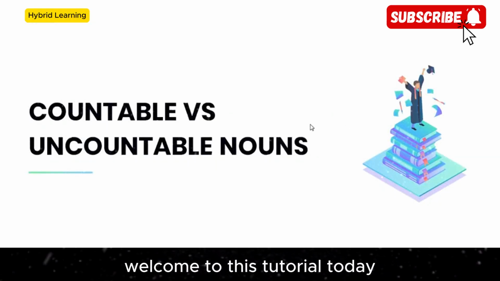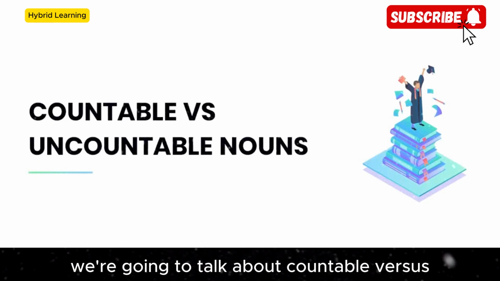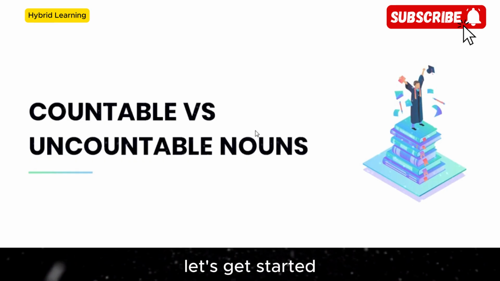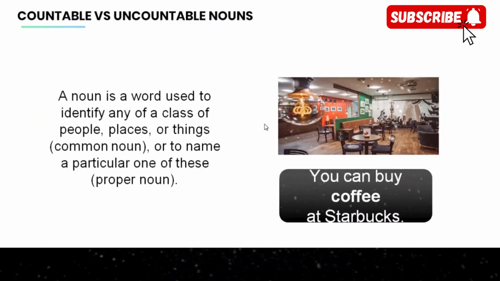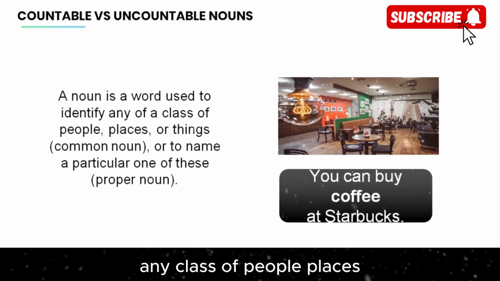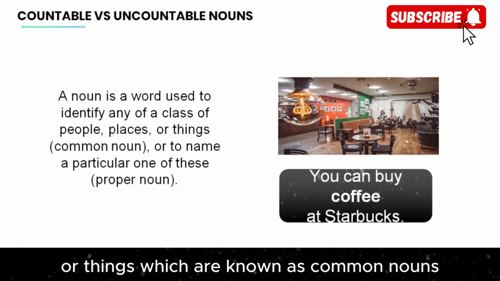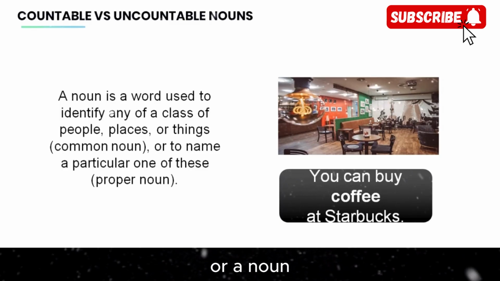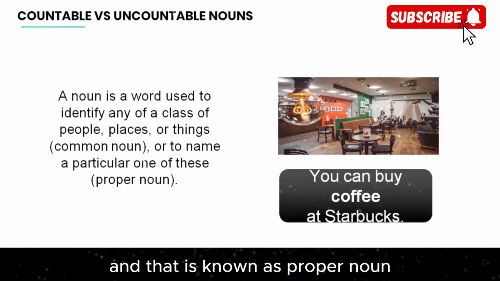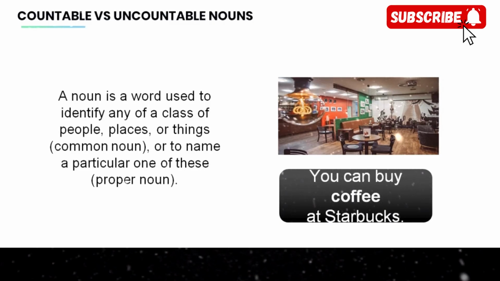Welcome to this tutorial. Today, we're going to talk about countable versus uncountable nouns. Let's get started. Now remember that a noun is a word used to identify any class of people, places, or things, which are known as common nouns. Or a noun is a word used to name a particular one of these. And that is known as proper noun.